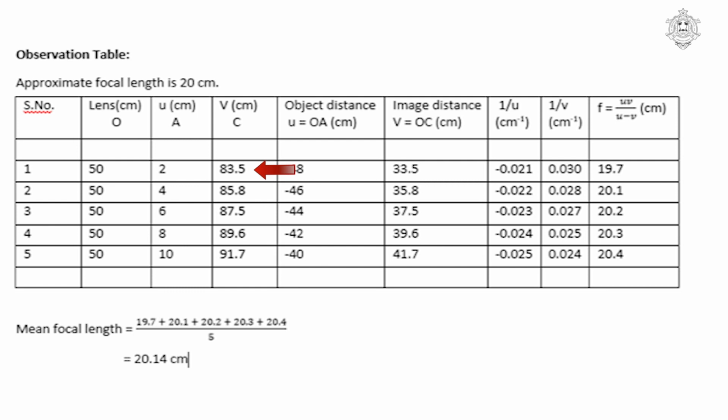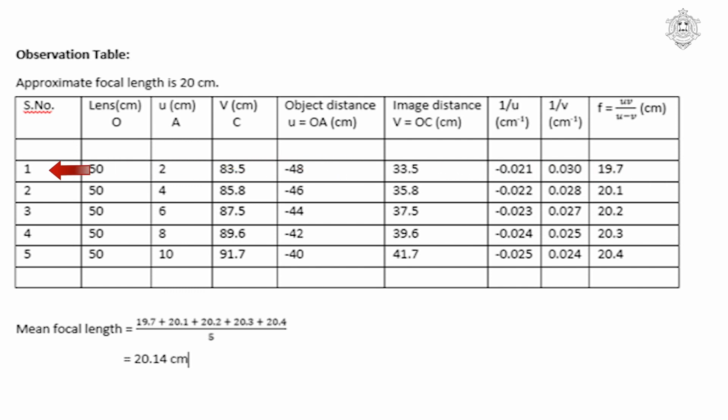Now your object distance U is your OA, which is 2 minus 50, that is minus 48. And keeping sign convention in mind, your U should be negative for a lens. Then your image distance V is OC, that is 83.5 minus 50, which comes to be 33.5. Then we take the reciprocal of these values, that is 1 by U and 1 by V, which comes to be minus 1 by 48 and 1 upon 33.5. Putting this value in our formula, that is F is equal to UV upon U minus V, the focal length of our lens came to be 19.7 centimeter.